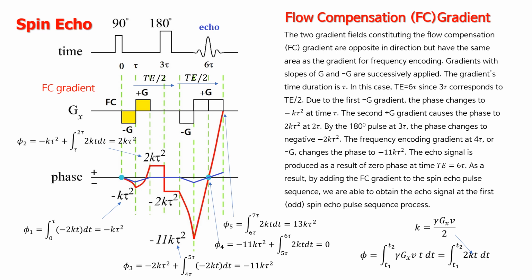You can resolve this odd echo dephasing of the spins in the flowing rod by using the flow compensation gradient. The flow compensation gradient consists of two gradients with the same area but opposite direction.